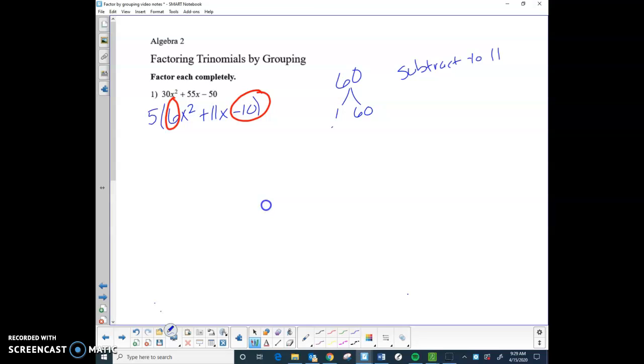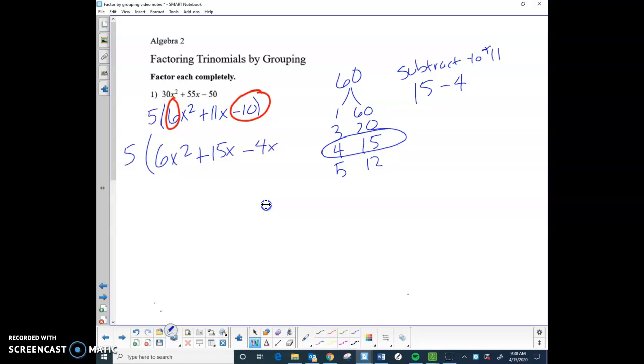So let's skip ahead a little bit. We've got 3 and 20, we've got 4 and 15, we've got 5 and 12. Well, I don't really need to go any further because I've got 4 and 15, which means I need to get to a positive 11. So I'm going to take a 15 and a minus 4, which means that if I break this down, I'm just going to keep my 5 out front. So I've got a 6x squared, and I'm going to rewrite this as plus 15x minus 4x and a minus 10.